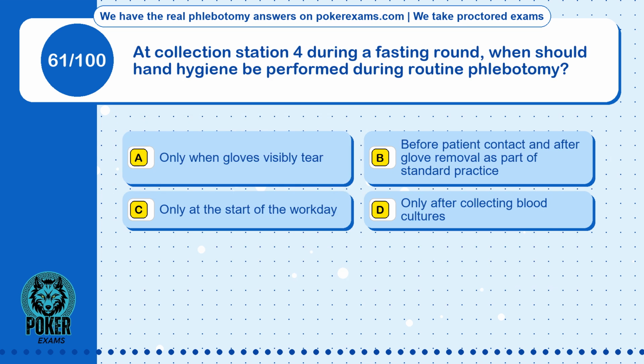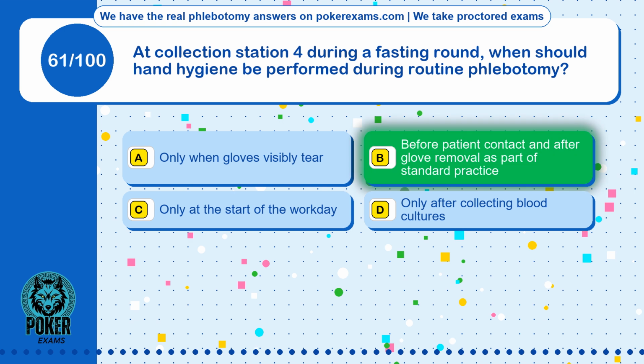Question 61. At collection station 4 during a fasting round, when should hand hygiene be performed during routine phlebotomy? Option A. Only when gloves visibly tear. Option B. Before patient contact and after glove removal as part of standard practice. Option C. Only at the start of the workday. Option D. Only after collecting blood cultures.